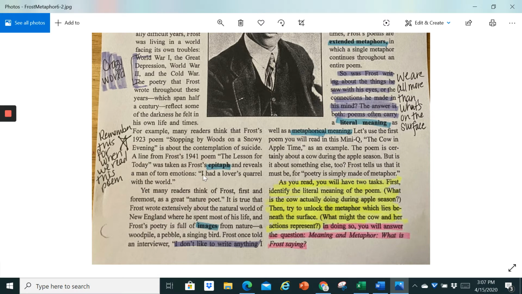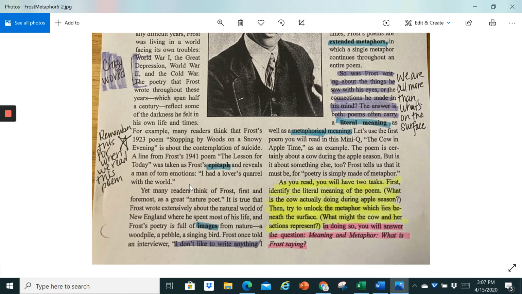Now, this is a perfect example of a metaphor. He wasn't in love with the world. None of us are the world's lovers. So to say you had a lover's quarrel with the world doesn't really make any sense if you look at it literally, the literal meaning.